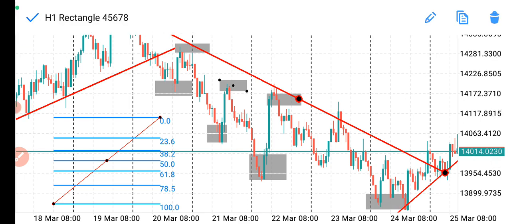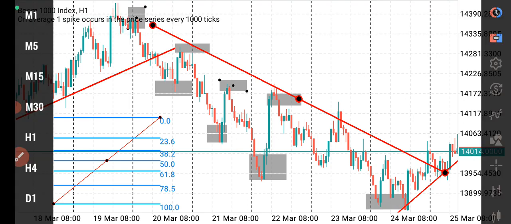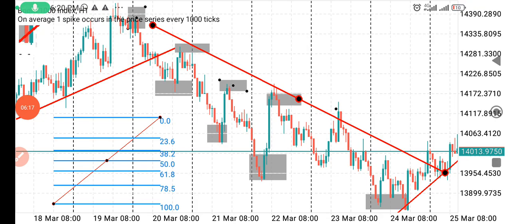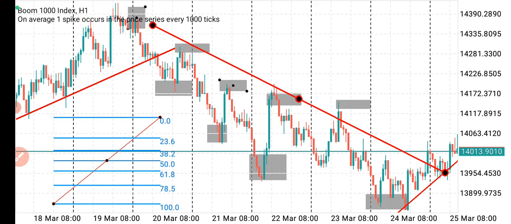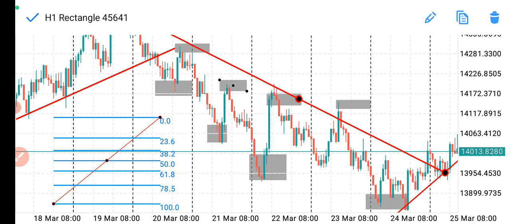Another low here. So the question is, how do we trade this since it is against the spike? Now that you know the structural point, please follow me carefully.